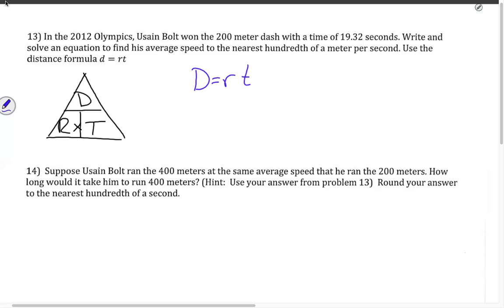Now, Shana, what is the distance? How far did he run? 200. Let's fill that in. Ellie, do we know his rate? No, but we know his time, right? What was his time? 19.32 seconds. Very good. Now, using my pyramid, I just have to do 200 divided by the time.